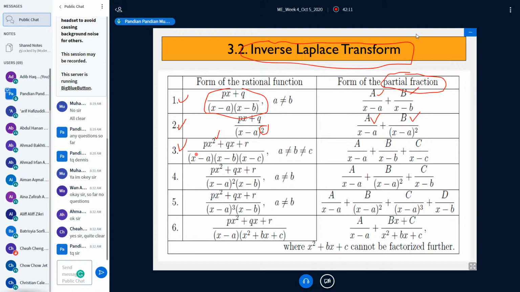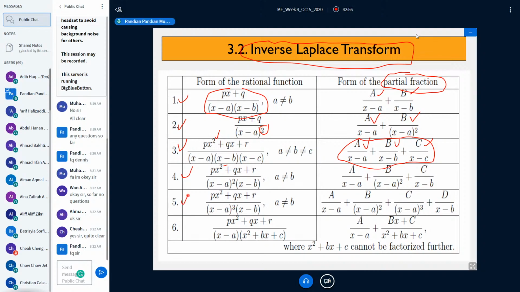Okay, if the form is in this type, then the answer is this one. So you have to use this method. After that, calculate what is A, what is B, what is C. And number 4, the numerator px squared plus qx plus r divided by x minus a squared, x minus b. The power here is 2. Therefore, you can do the repetition for this. A over x minus a, B over x minus a squared, but the C over x minus b.